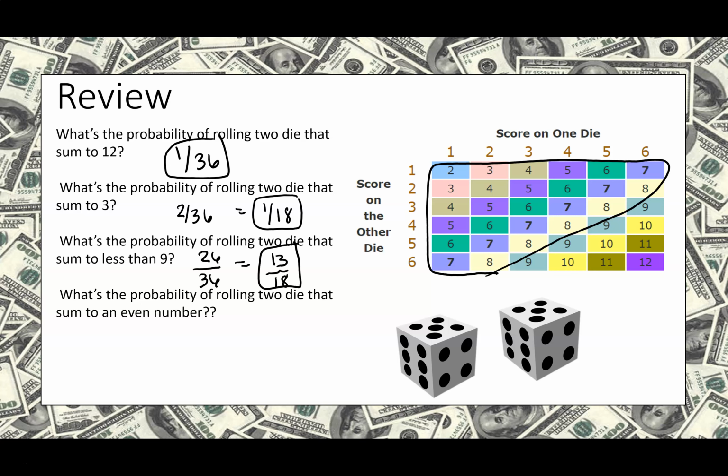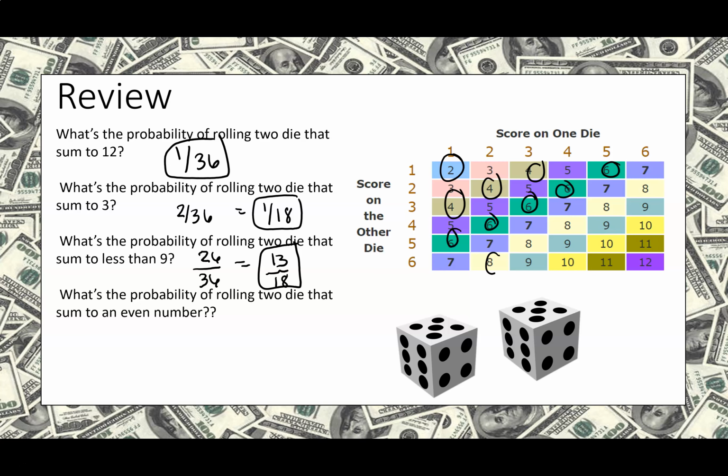All right, what's the probability of rolling 2 die that sum to an even number? Now, you're totally welcome to go through and just circle all the evens, but I will tell you that your guess is probably correct, that half of these are even and half of these are odd. If you don't believe me, count up the circles that I just did and you get 18 out of 36, which is 1/2.